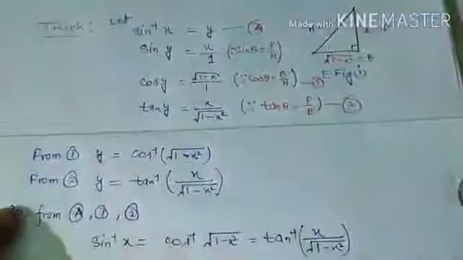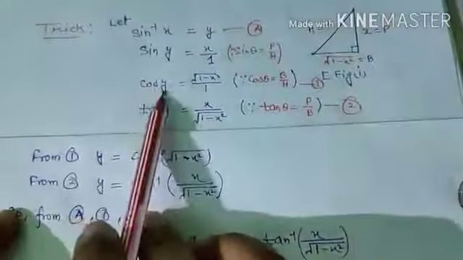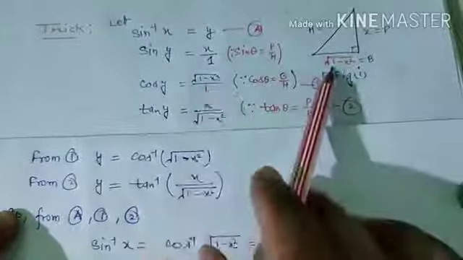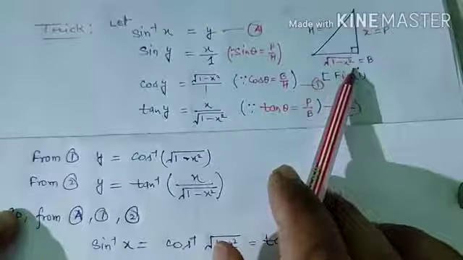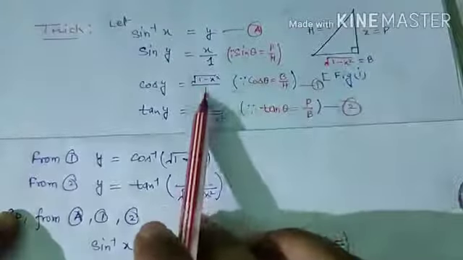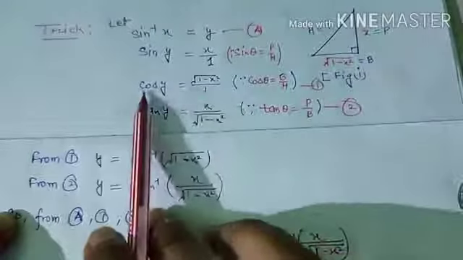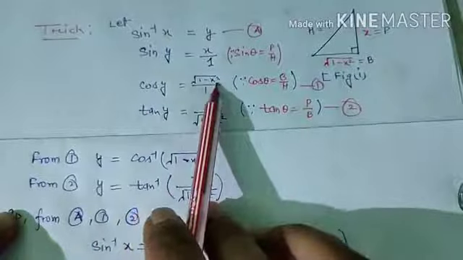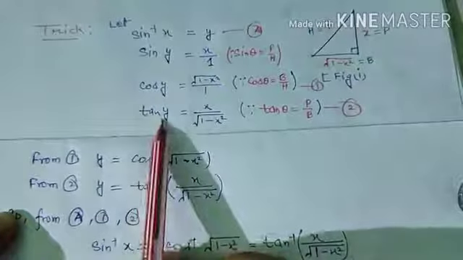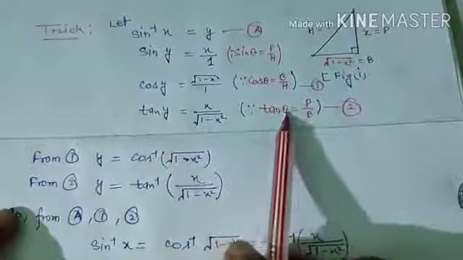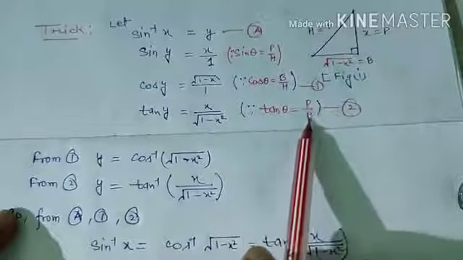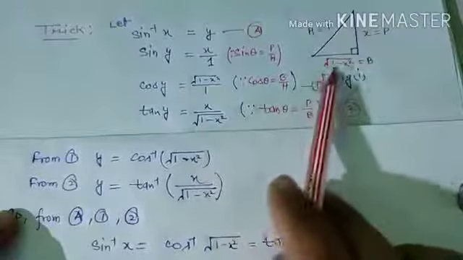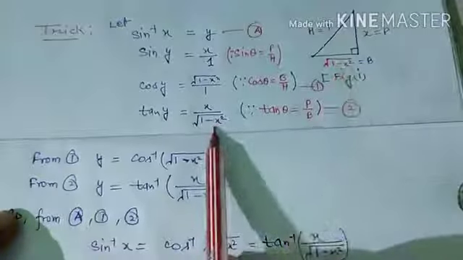Now I can say cos y is base upon hypotenuse. Base is root 1 minus x square and hypotenuse is 1. So I can say cos y equals root 1 minus x square. Now tan y: by the same property, tan theta equals perpendicular upon base. So perpendicular is x and base is root 1 minus x square.